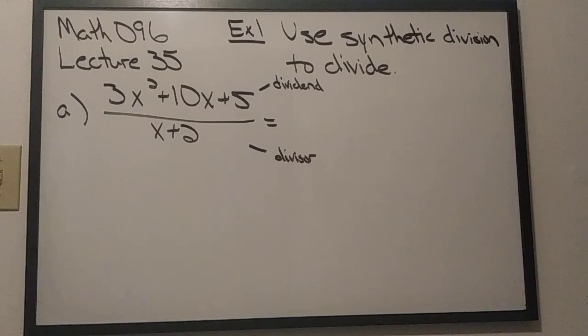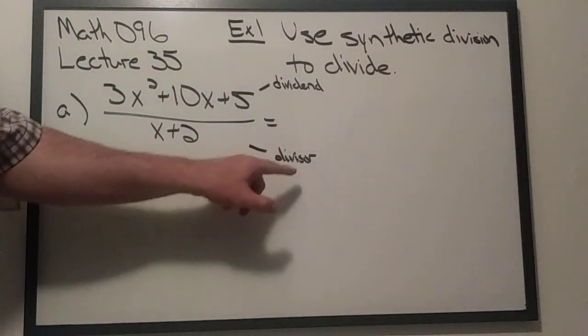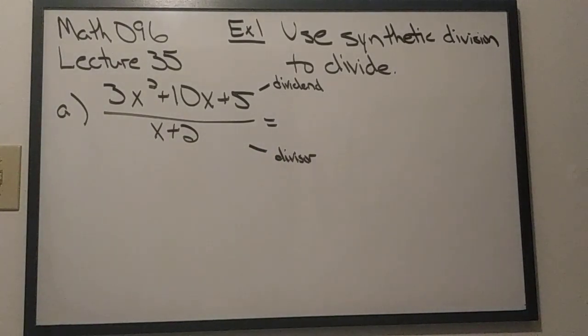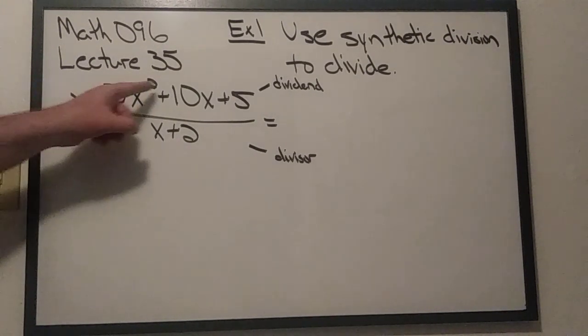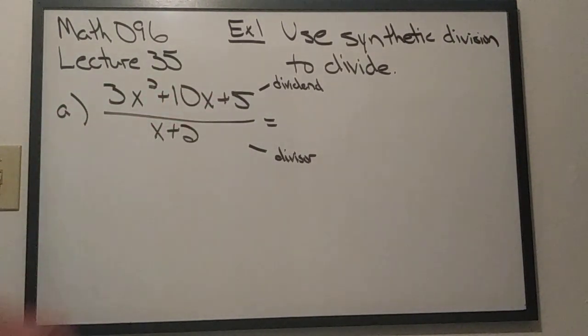Once again, in terms of reminders, in terms of terminology, the numerator here is the dividend and the denominator is the divisor. So our dividend is 3x squared plus 10x plus 5, and our divisor is x plus 2. As you look at Step 1, it says that we need to make sure that both the dividend and the divisor are written in descending order with every power of x accounted for.